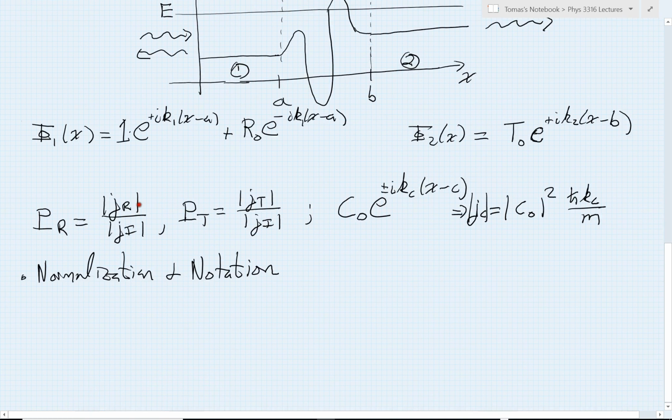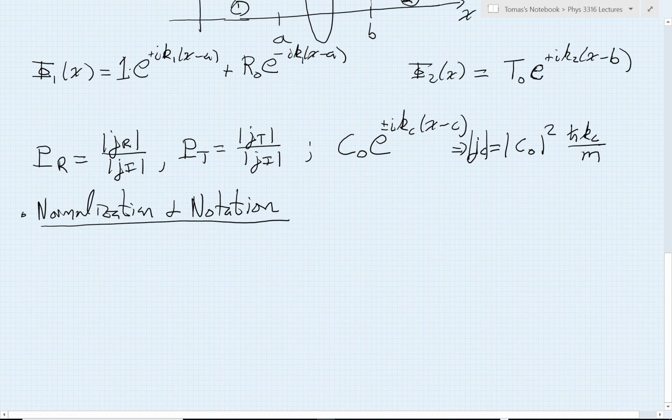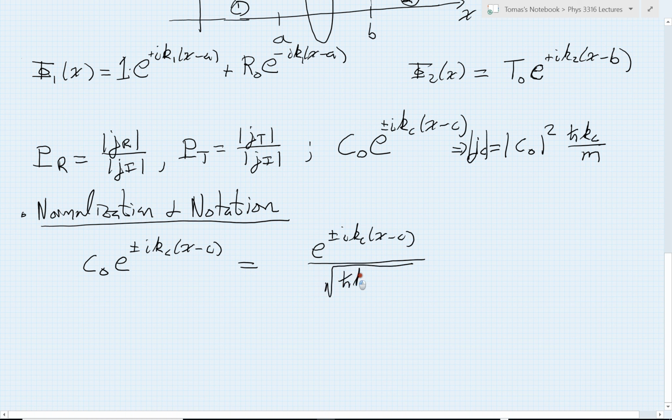So let's begin then by adjusting our normalization and our notation. The key thing that I want to do is just kind of a minor thing, is I want to change our perspective on what we consider a unit incoming wave. I want to take this wave that's coming in that has a particular amplitude on it, which I'm calling C0, and I want to rewrite it where I think of my pure momentum states as having a different normalization. I want to rewrite it as e to the plus or minus i kc (x minus c) will be my pure state, but then to normalize it, I want to divide by the square root of the classical velocity, h bar kc divided by m.